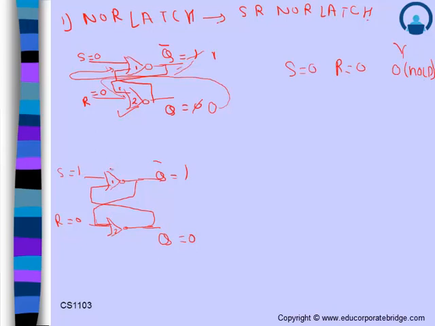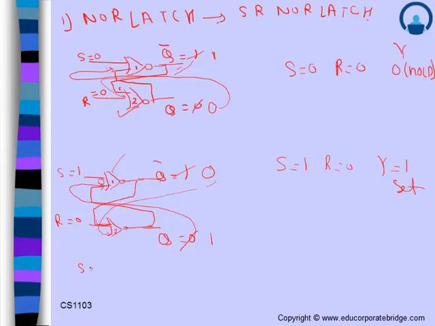Since NOR gate number 1 has its first input as 1, gate number 1 will respond first. Therefore, this output goes to gate number 1. So 1 plus 0, for the NOR gate, gives 0, and this output 0 goes here, 0 plus 0 gives 1. That is, when S is equal to 1 and R is equal to 0, Y is equal to 1, which is called the set state.